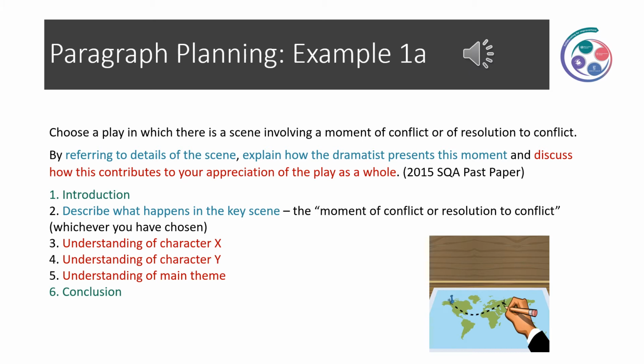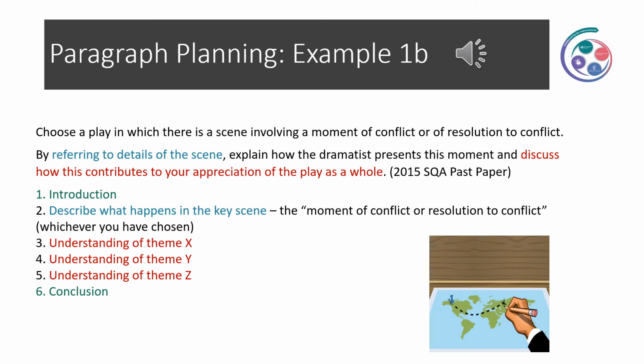I'm suggesting that paragraph 2 might be a paragraph describing what happens in the key scene, the moment of conflict or the resolution to conflict, whichever one you've chosen. Then you're going on to the second part of the question, which is discuss how this contributes to your appreciation of the play as a whole. And I'm suggesting paragraphs 3, 4 and 5 discuss understanding of a character, and then of another character, and then understanding of a main theme.